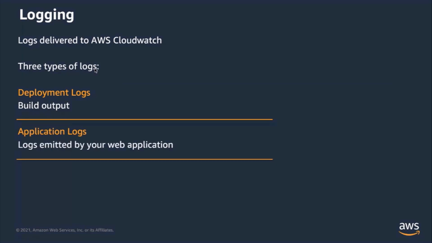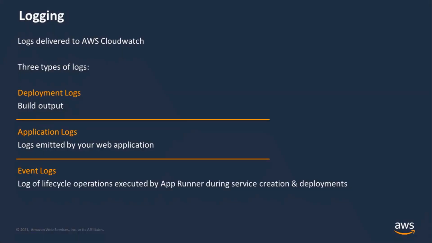And then there's application logs. These are the logs that are actually emitted by your code. And finally, we have event logs. And this is basically a log of all the operations that App Runner performs behind the scenes, and it's especially insightful during service creation or during deployments when there's a lot of things going on behind the scenes to give you some insight into the progress of the service creation and deployments.